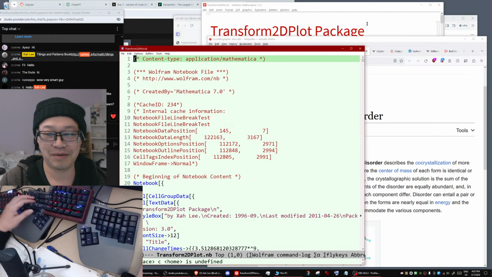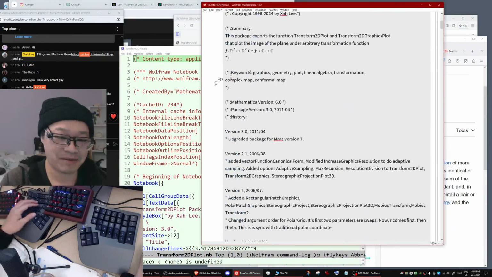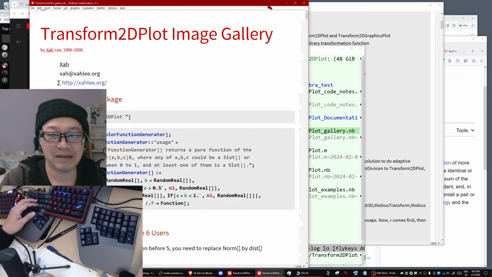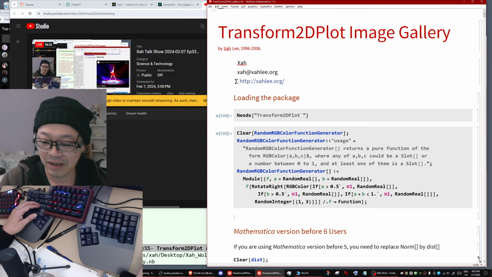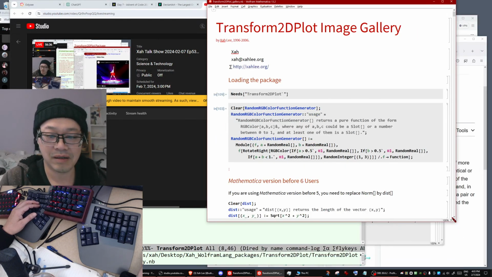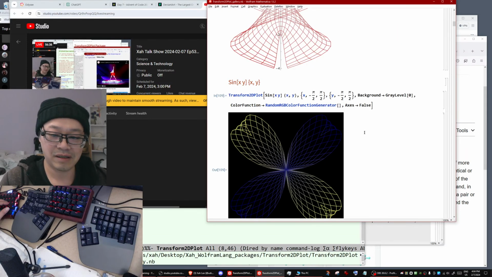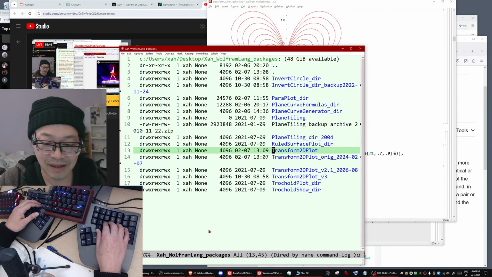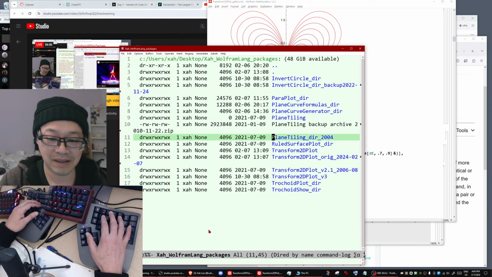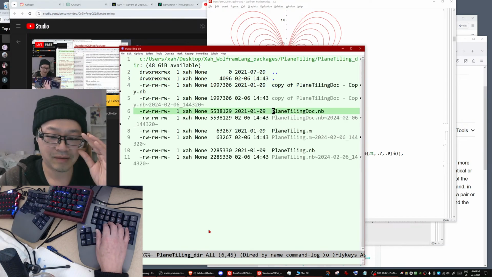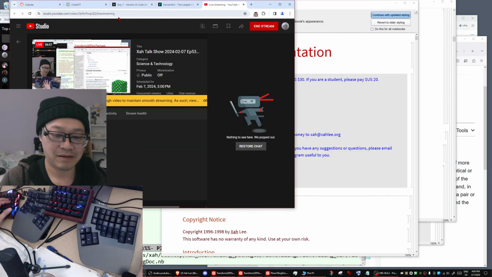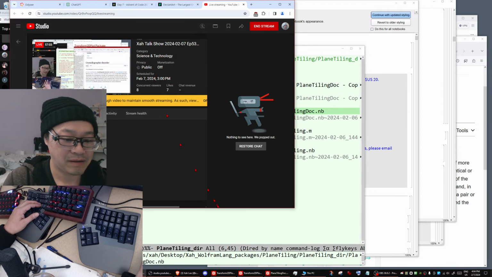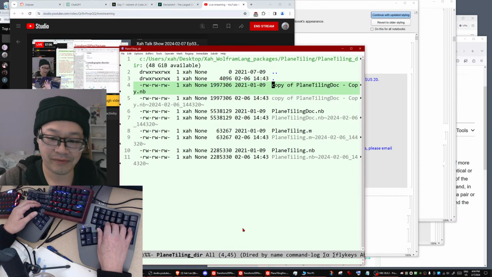Okay, so let me show you the package. This is the source code for the package. No, let's show the gallery. This is the Wolfram language code. Oh wait, no, this is not the package I'm talking about. Oh yeah, tiling and patterns. Plain tilings. Okay, let me show it.